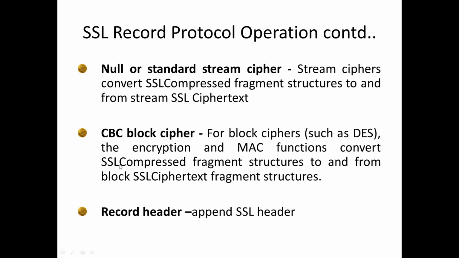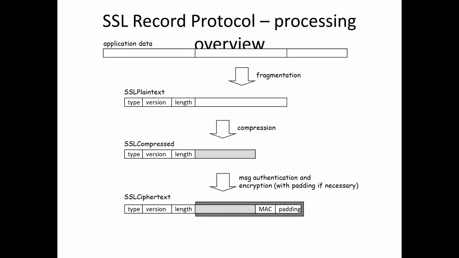Then we also have the block cipher. So for block ciphers such as DES, the encryption and MAC functions convert the compressed fragment structure to and from the SSL ciphertext fragment structures. And then we have the record header, where we'll be adding the SSL header. So this is the diagrammatic representation of how the data will be processed.